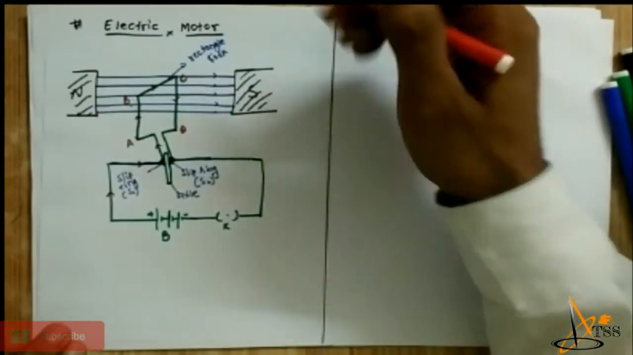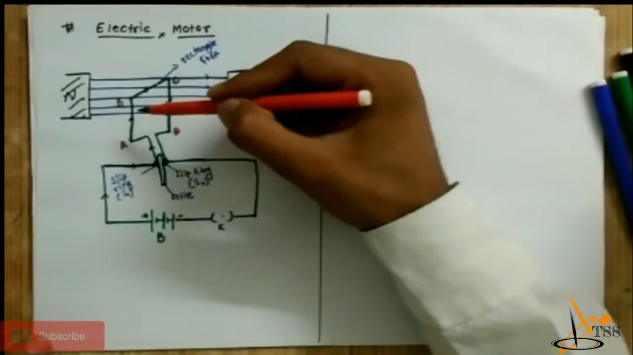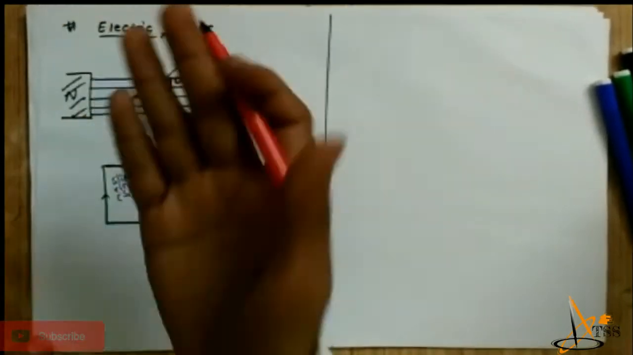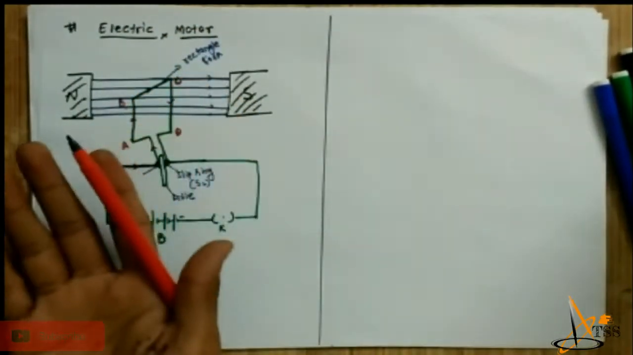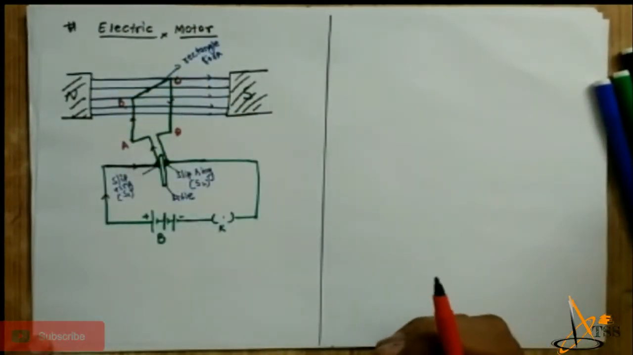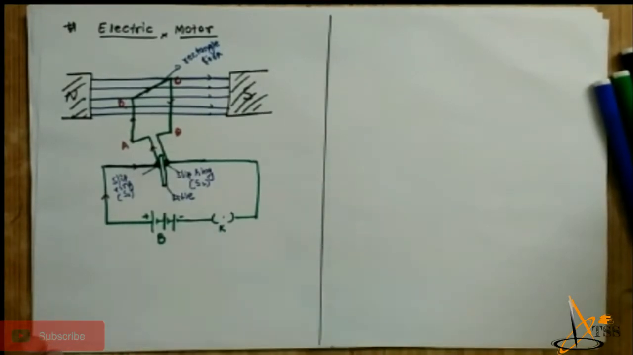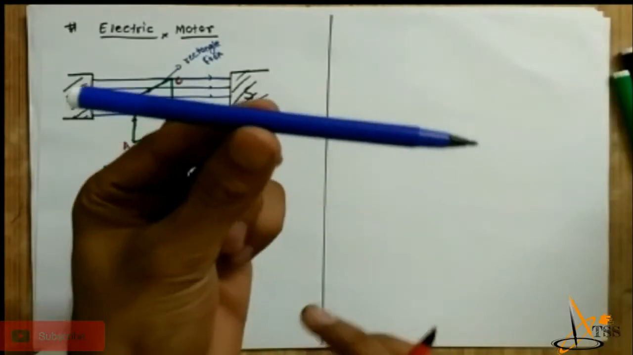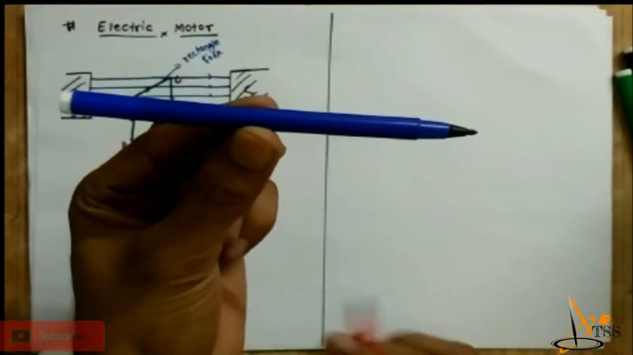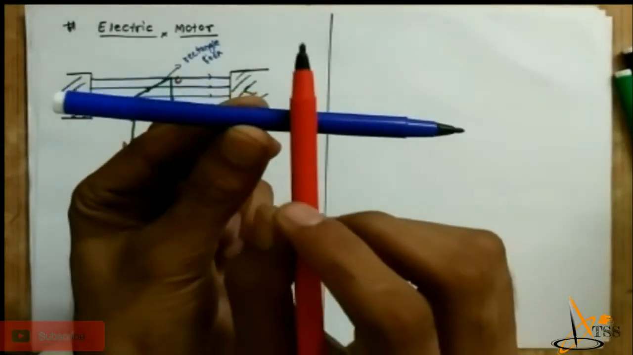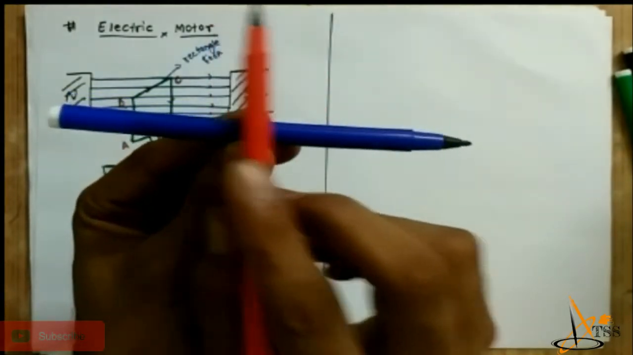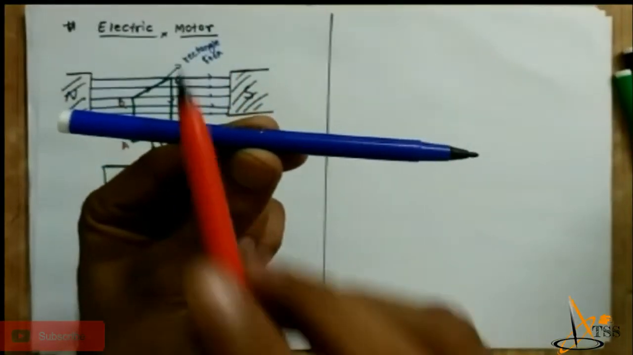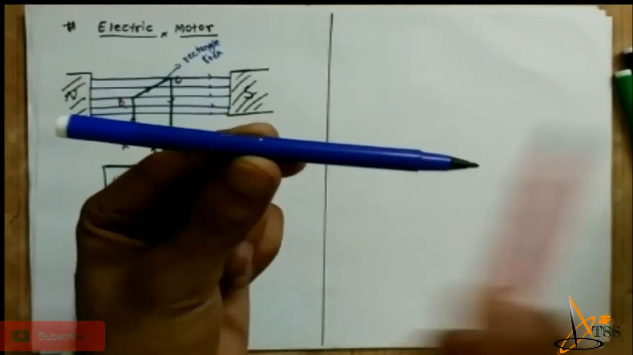Now, this rectangular loop is in the same direction as the magnetic field, you can say in the parallel direction of the magnetic field. If the blue sketch represents the direction of the magnetic field, then the red one is in the direction where the loop is. So they are parallel.